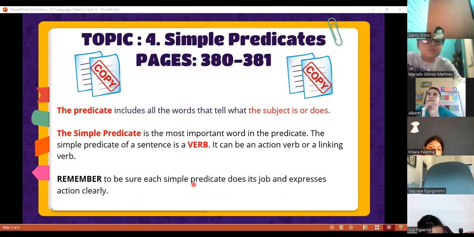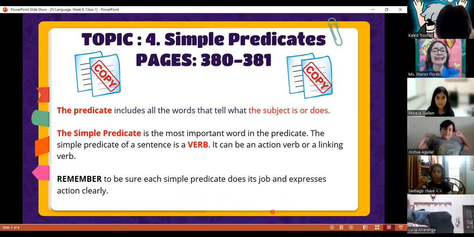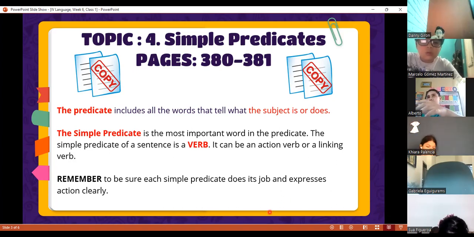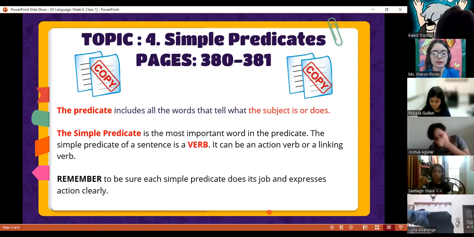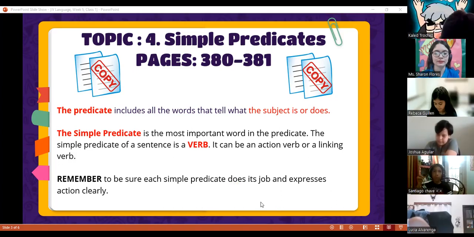Okay, now let's go to the next slide. Too much time, class. Let's go to the next slide because we have some examples. We're going to copy the next examples and identify the simple predicate for the following examples, class. So let's go to the next slide.